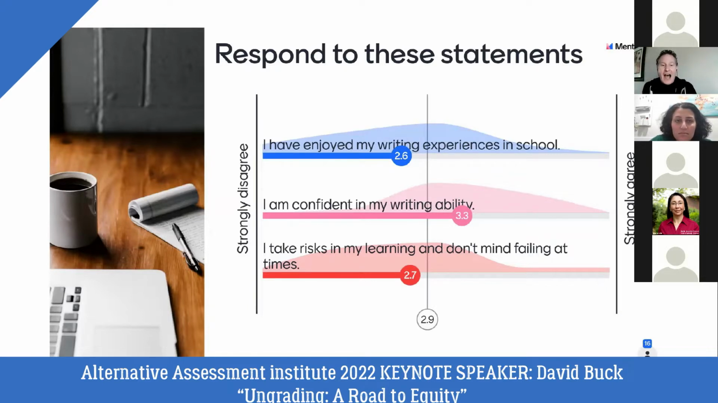And then, "I'd like to take risks in my learning and don't mind failing at times." And notice where we tend to disagree with that. So students come to our classes having maybe curbed their risk-taking, their freedom of choice and trying new things because they're fearing the failure that's usually embodied by a traditional grade.